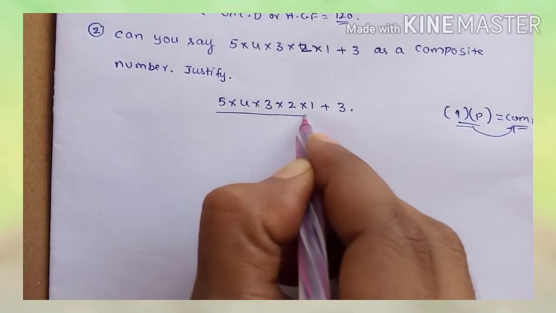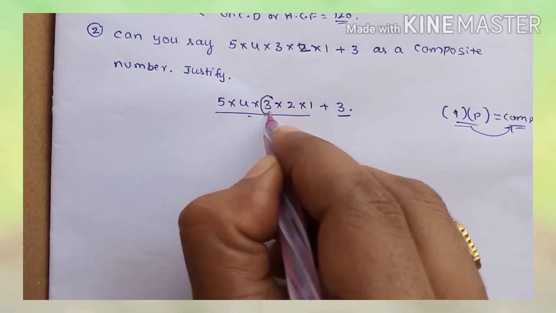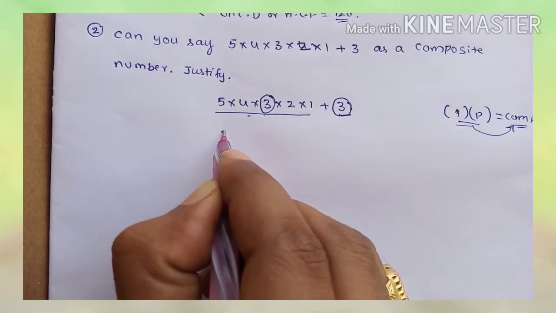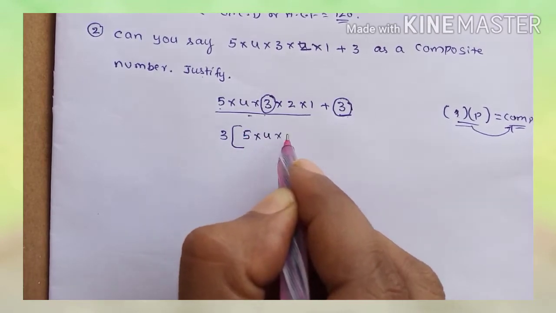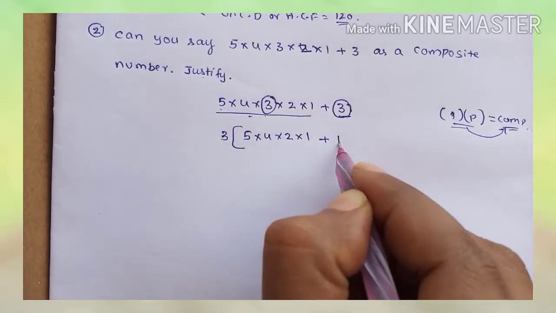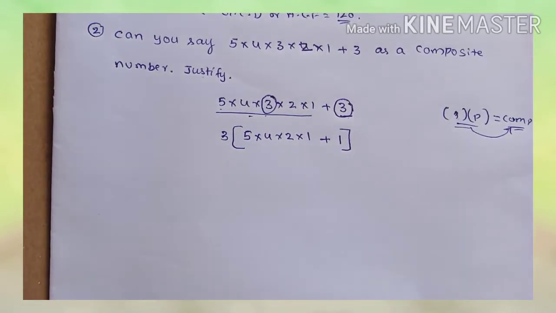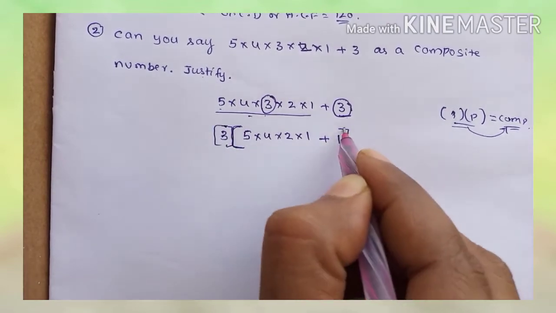This is the first term, this is the second term. Among the two terms we have the common term 3. If we take out the common term 3, the first term becomes 5 into 4 into 2 into 1, plus the second term, which gives the value 1. As per our discussion, this is the first number and this is the second number.